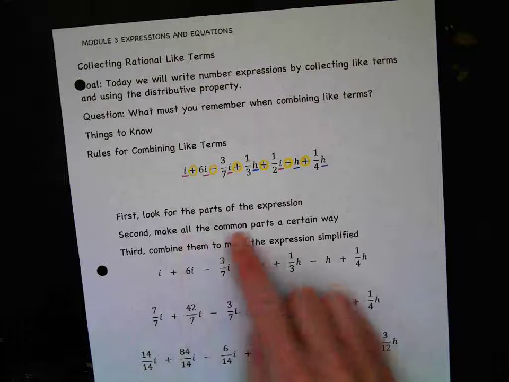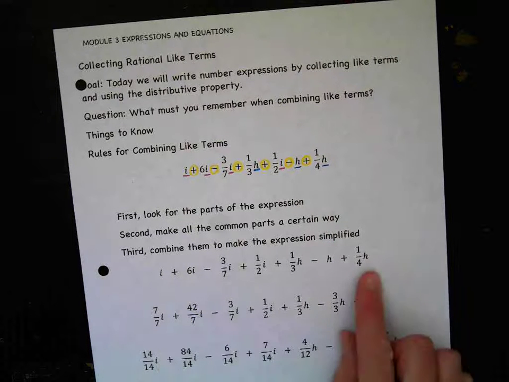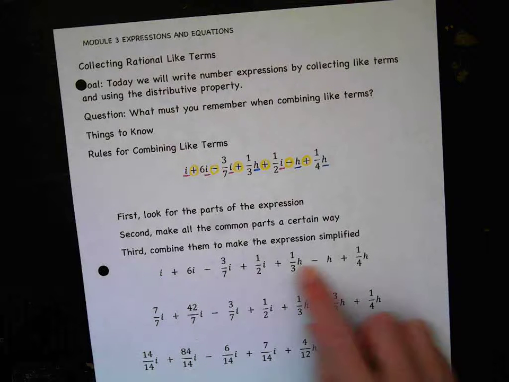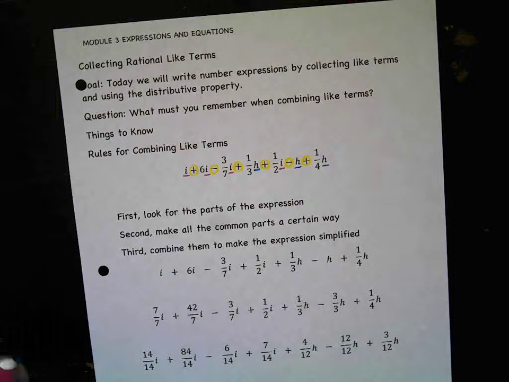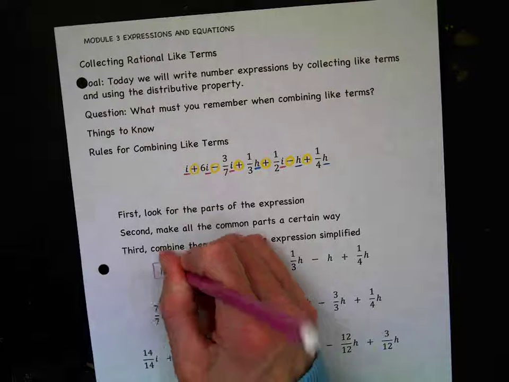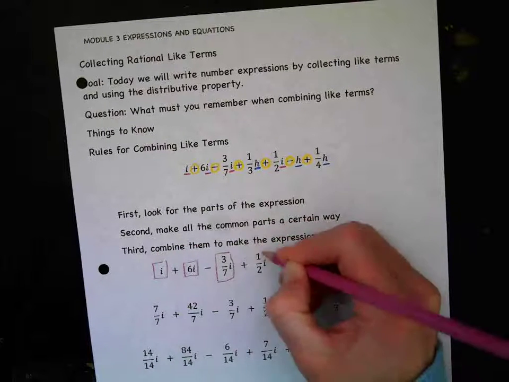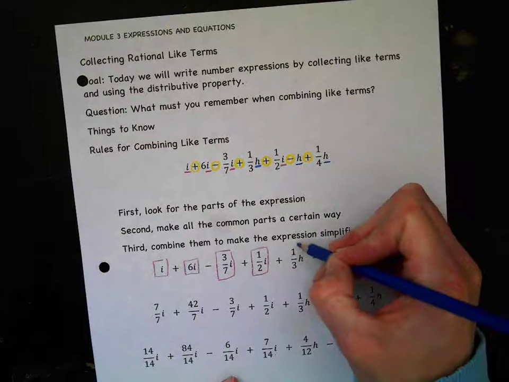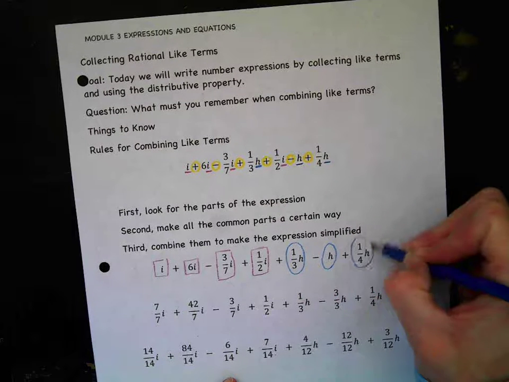The second thing is you make all the common parts a certain way. Here they are separated out. So we have I, and we have H, and H. We put all of the I's together, so I'm going to go ahead and put boxes around all of the I's using this purple, because all of these have I's. And all of these have H's, so I'm going to put blue circles around all of the H's.